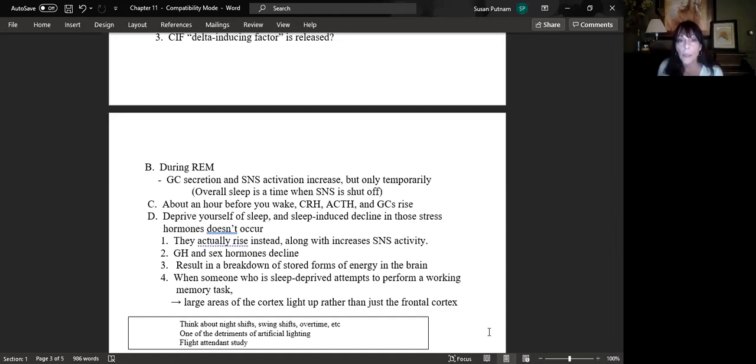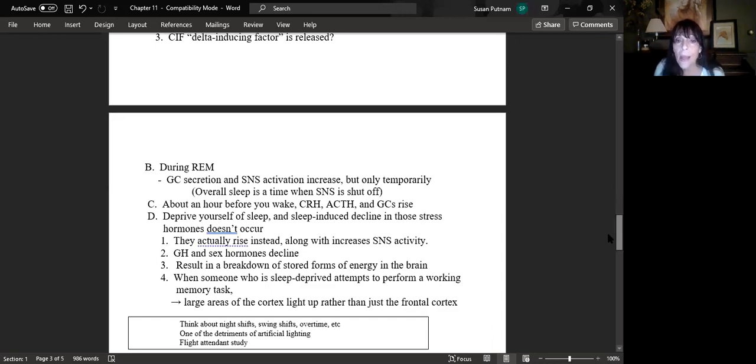Now let's take somebody who's sleep deprived, and you give them a working memory task to do. Instead of just areas of the frontal cortex lighting up, which really should be what's required, large areas of the cortex light up. It's like your brain is going, wow, I need help here. I'm recruiting help because I'm sleep deprived.